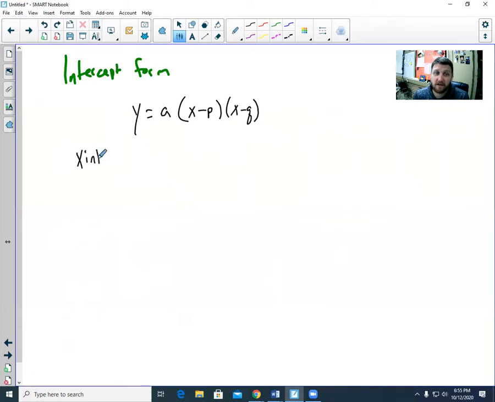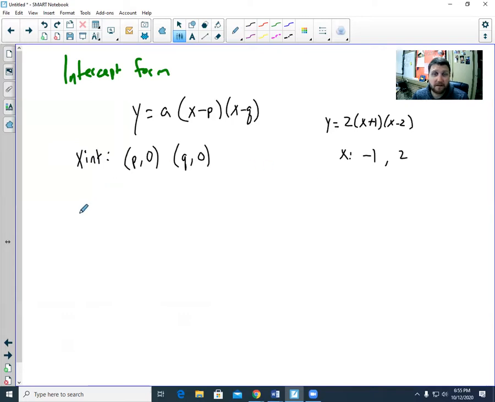It tells us that the x-intercepts, where it crosses the x-axis, are (p, 0) and (q, 0). So it tells us that this is going to cross the x-axis in two locations, at p and q. Notice they're the opposite. So again, if this said something like y equals 2 times (x plus 1) times (x minus 2), my x-intercepts would be -1 and +2. Just like they always have been, they're opposite x's, okay?